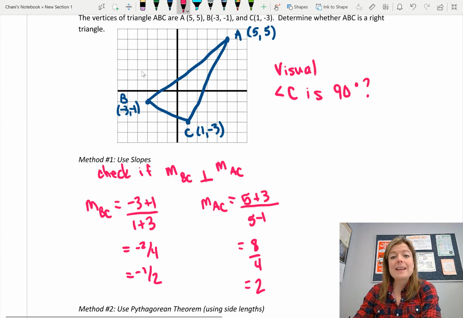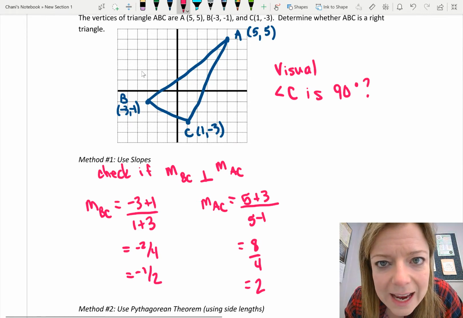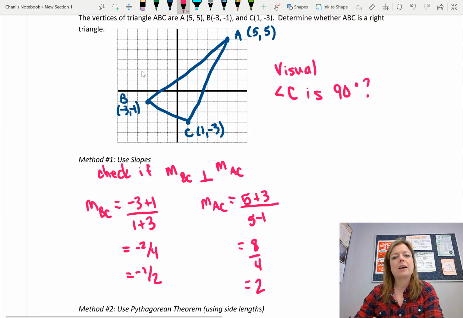It's not enough, may I repeat, it's not enough to just say, therefore it's a right triangle. I am expecting you to make beautiful, nice sentences here that back up your statement. So how do you know it's a right triangle? Well, because this is a right angle. How do you know this is a right angle? Because the slopes of these two lines are negative reciprocals, so they are perpendicular.